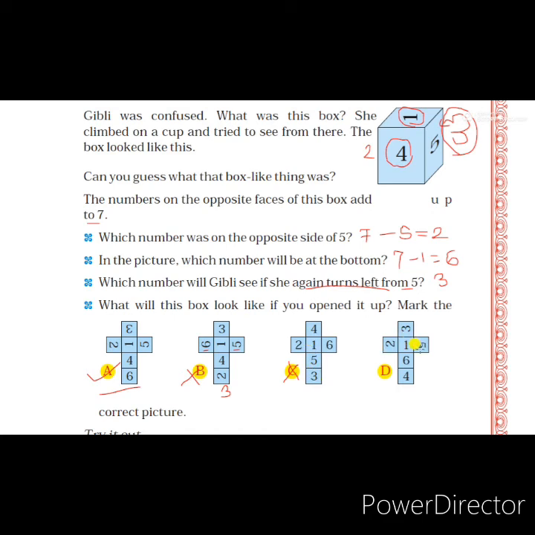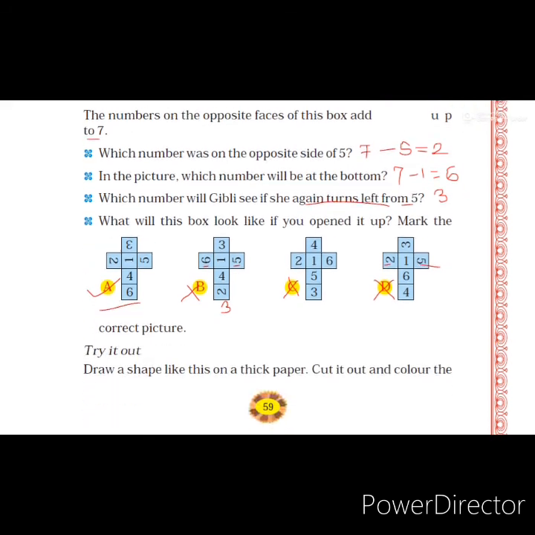Now see option D. 5 plus 2, 7. It's okay. But 3 plus 6 on opposite sides is 9. Wrong. Sorry, 3 plus 6, 9. That is also wrong. 1 plus 4, 5. That is also not getting the answer 7. So all these 3 options are wrong. That means B, C and D are wrong, and only the first option is correct. Now we will move to the next part given in this page.